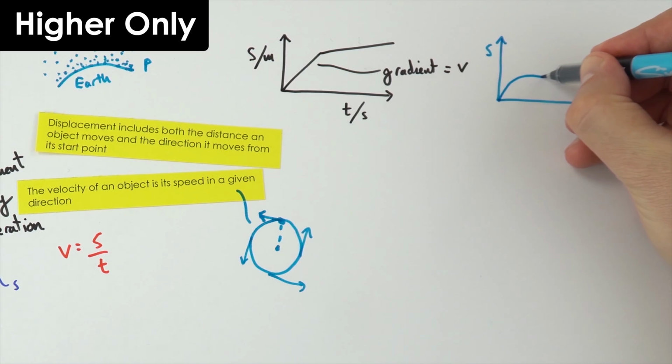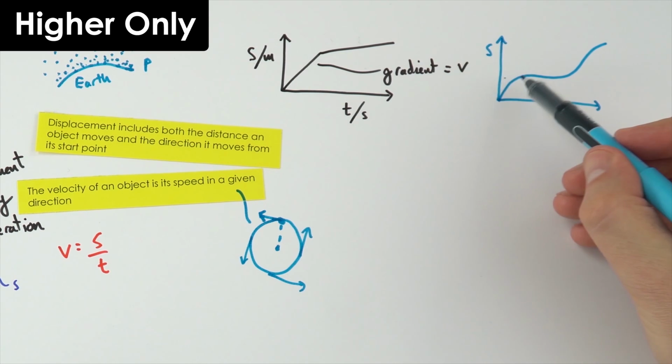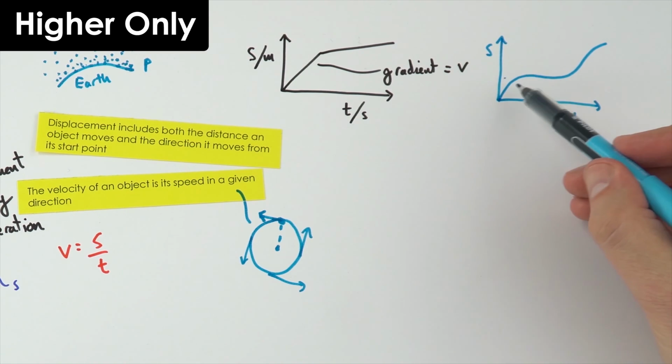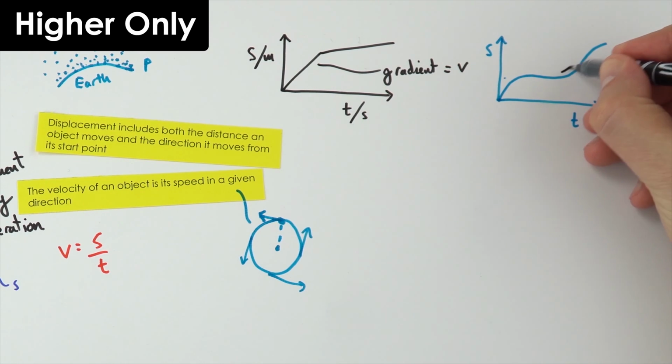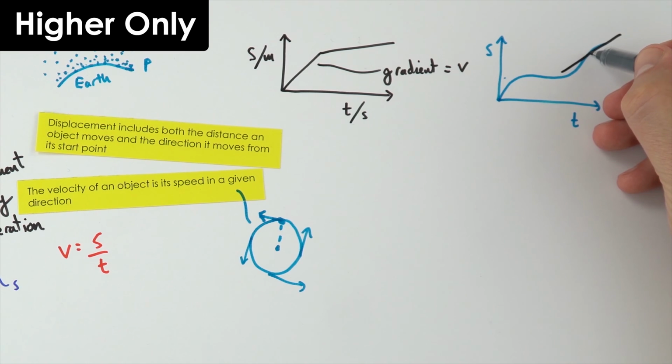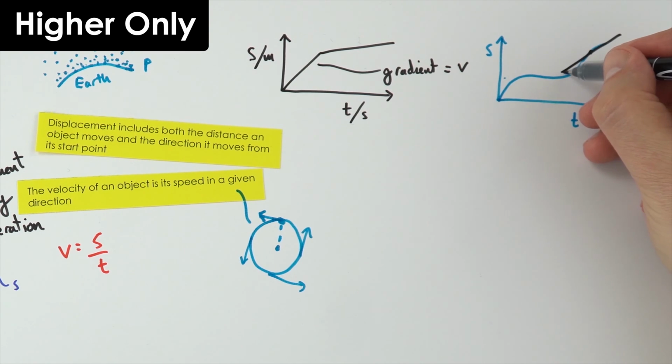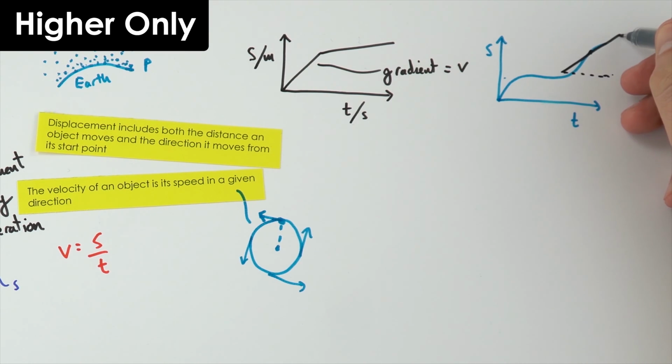Sometimes, however, you might get a curvy line, and then in order to work out the speed or the velocity of that object from this line, you draw a tangent to that line. Once you've drawn a tangent at the point that you're interested in, you can measure the gradient by looking at the change in y and the change in x values, so you can work out the value of the speed on this curved line.